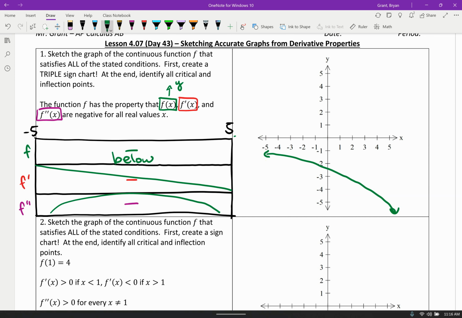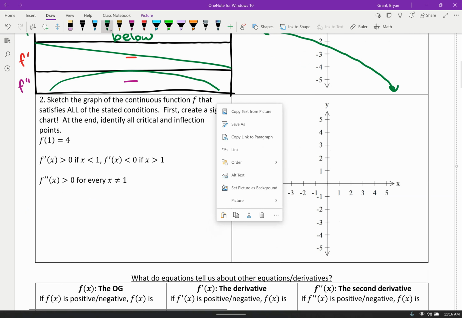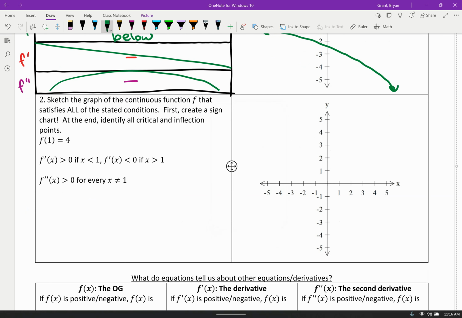So now that we get the general idea of this triple sign chart, why don't you guys go ahead and try our second one here. Same thing, triple sign chart. Though actually, let's argue, since they don't tell us anything about f here, let's just do a double sign chart. That's probably a better idea, I think, huh? So let's go ahead and do a double sign chart for this point. For f prime and f double prime, you should pause me, try it on your own, and then you can unpause and see how you did. Ready, set, go.